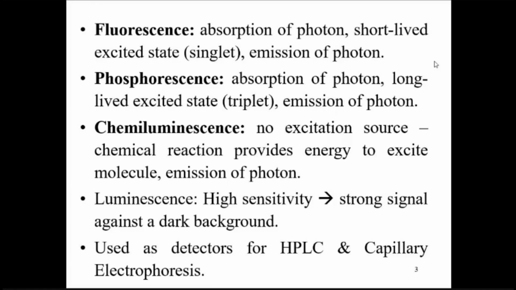In phosphorescence, absorption of a photon is followed by a long-lived excited state, the triplet state, through intersystem crossing, where the singlet is converted to triplet. The triplet state is comparatively long-lived, and it is followed by emission of a photon, which brings the molecule to the ground state.